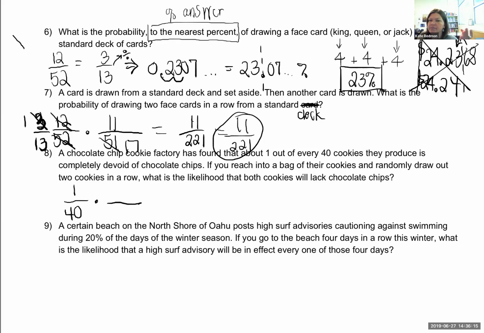And we think that it's going to matter, but the fact is the machine behaves the way the machine is, no matter how many cookies we're drawing out. So you know what the probability is going to be for the next cookie? Still 1 out of 40. Oh, 1 out of 40, yeah. Yep, it's not going to change.